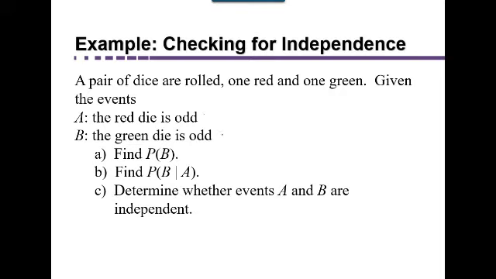So as an example, to check for independence, if we know a pair of dice are rolled, and one is red and one is green, and A is the event that the red die is odd, and B is the event that the green die is odd, intuitively, you probably know that if you roll those 2 dice, the roll you get on one is completely independent of the roll that you get on the other one. But let's see if it fits our definition of independent events based on whether the probability of B is actually equal to the probability of B given that A has occurred.